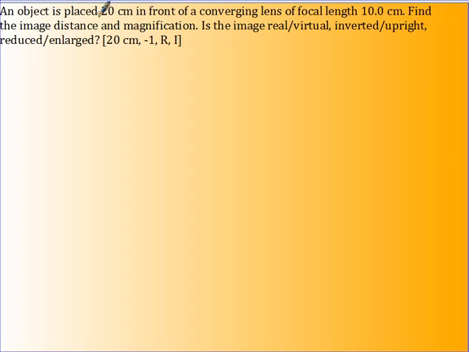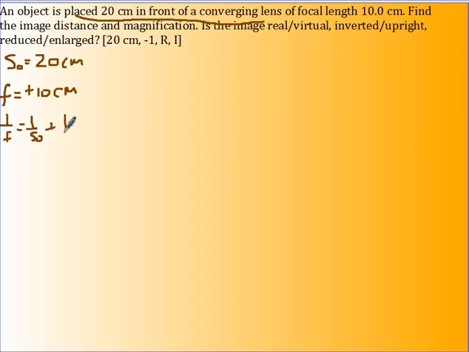Now, an object is placed 20 centimeters in front of a converging lens. So I know my object distance here is 20 centimeters, and the lens is converging and has a focal length of 10. That tells me the focus is positive 10 centimeters. Now, you don't have to put the positive. So 1 over F is 1 over SO plus 1 over SI. Go on and put your numbers in. 1 over 10 is 1 over 20 plus 1 over SI.